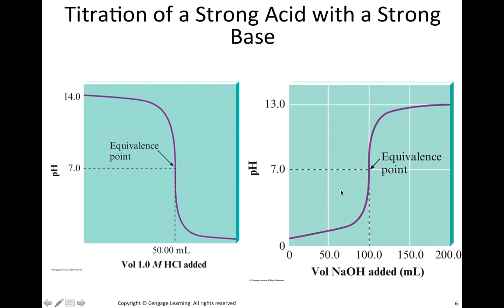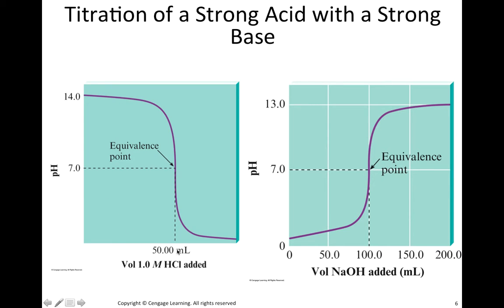Okay, so here are 2 examples of graphs of the titration of a strong base with a strong acid. In this graph, we're adding HCl, and in this graph, we're adding NaOH. Even though we are using different amounts of NaOH and HCl because our starting molarity was different, the equivalence point is the same. It's always going to be pH of 7.